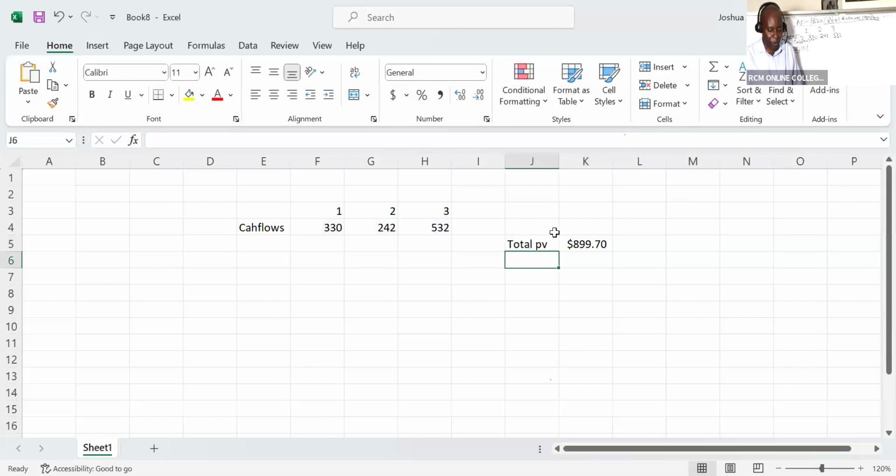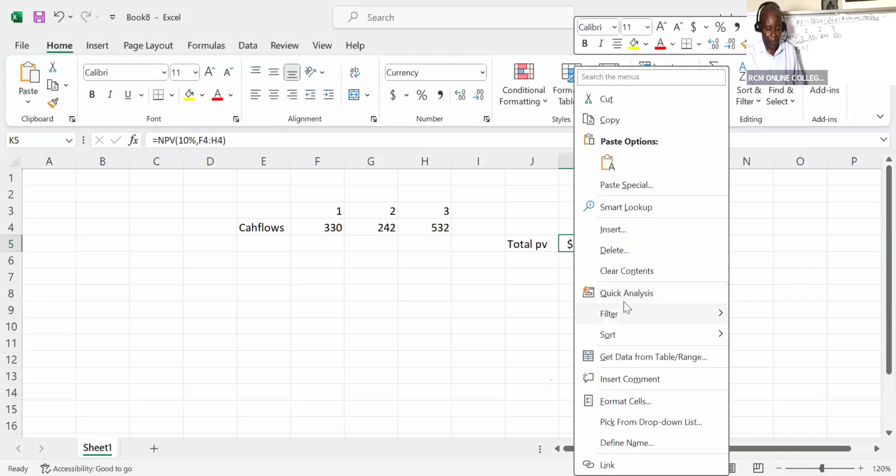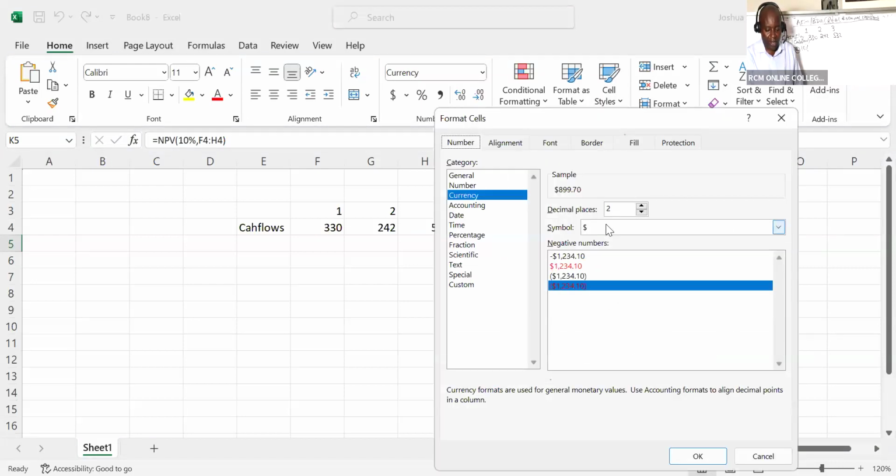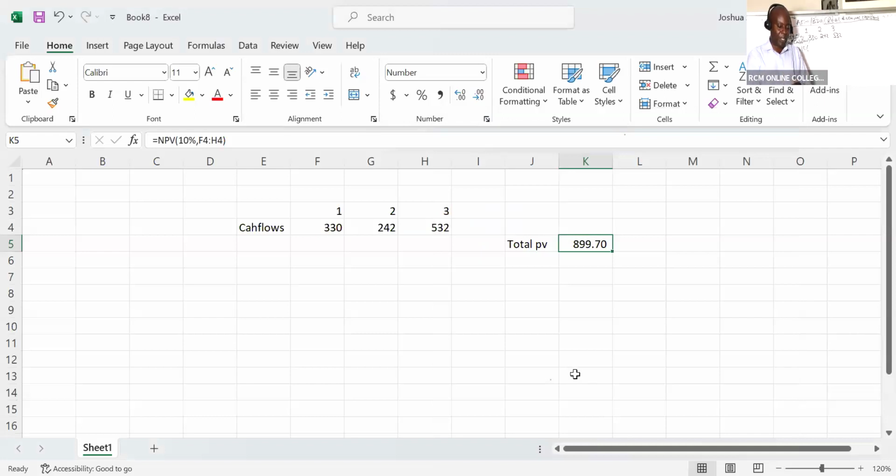I'm getting dollars, and I don't like them. I can format this: in format cells, under the dollar I say none, and then apply. So this is the total present value.